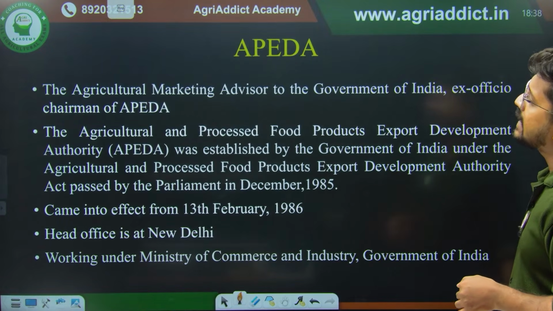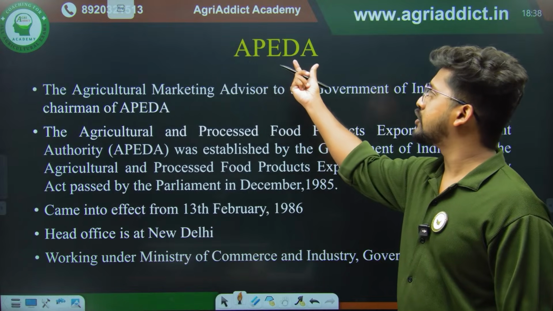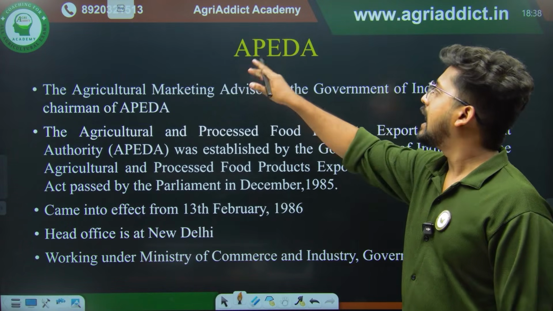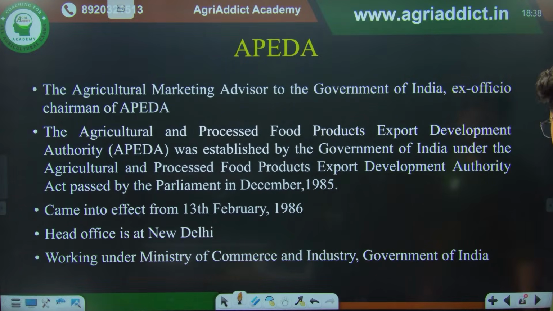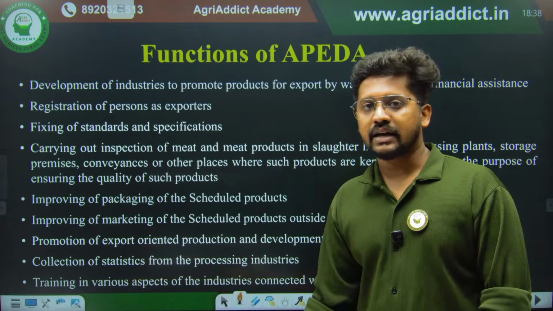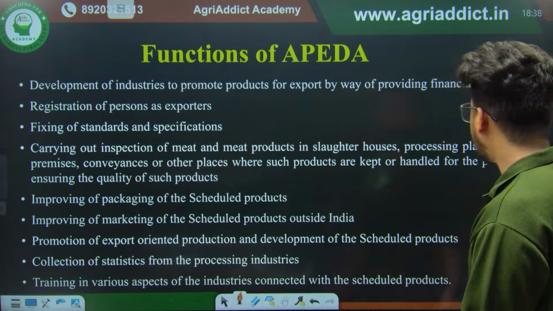Then comes the APEDA, here also Agricultural and Processed Food Products Export Development Authority. You will not find the processed food products in the short form, and it was formed in the year 1986, and the head office is in New Delhi. Then functions: it's primarily involved in promoting the export of agriculture produce outside India.